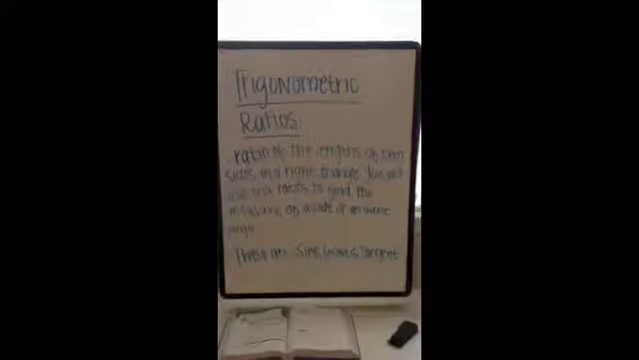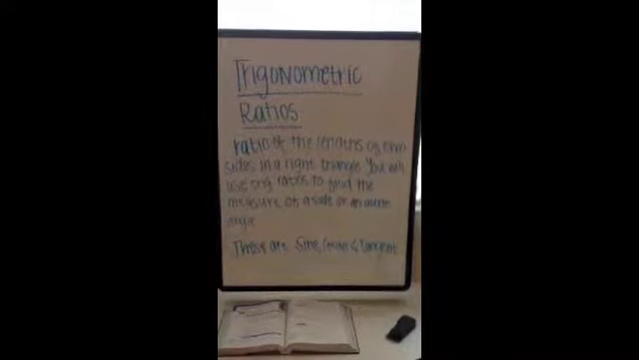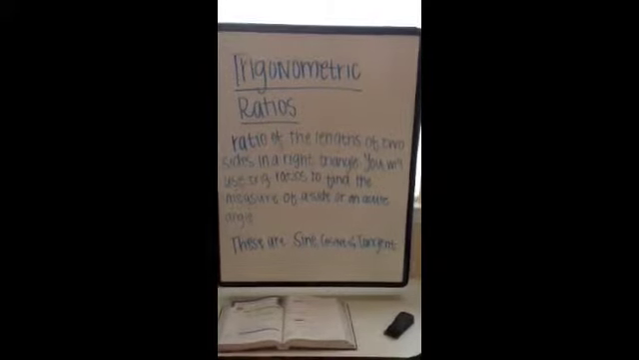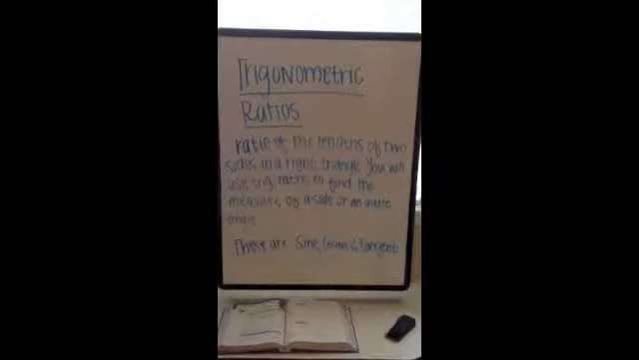Good morning, class. Today we're going to be learning about sine, cosine, and tangent ratios. Trigonometric ratios are ratios of the lengths of two sides in a right triangle. You will use trig ratios to find the measure of a side or an acute angle. These are sine, cosine, and tangent ratios. First, we need to learn about what each of these are.